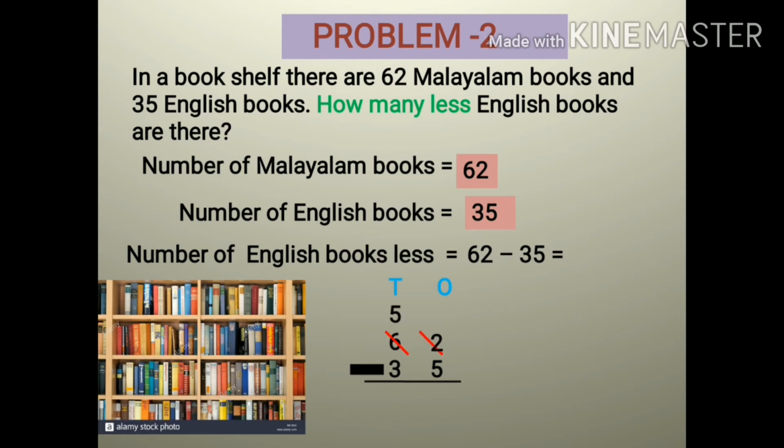And in the ones place we have 12. 10 plus 2, 12. And 12 minus 5 is equal to 7. And 5 minus 3 is equal to 2. So, you got the answer as 27. So, the number of English books less is equal to 27. Okay, children. Now let us go to the next problem.